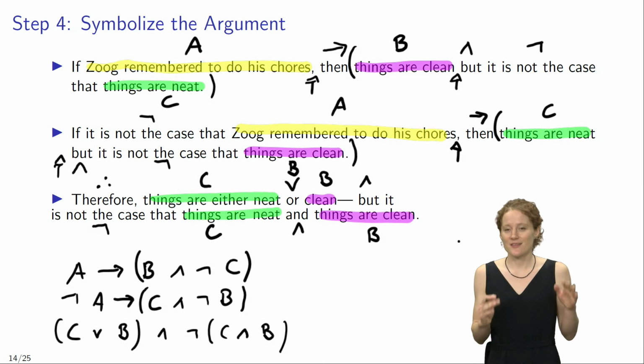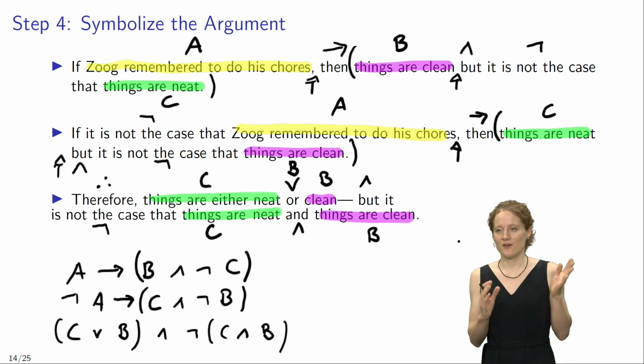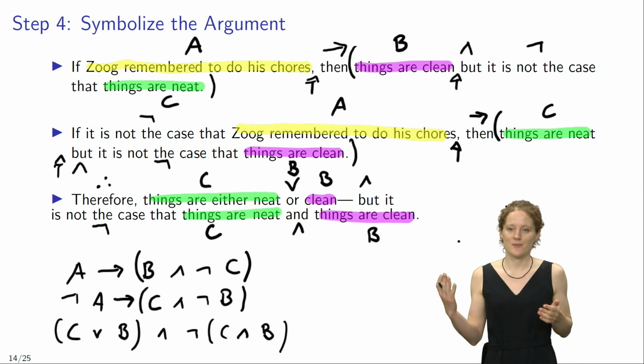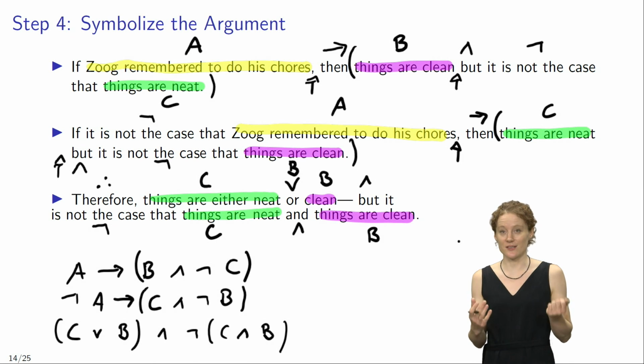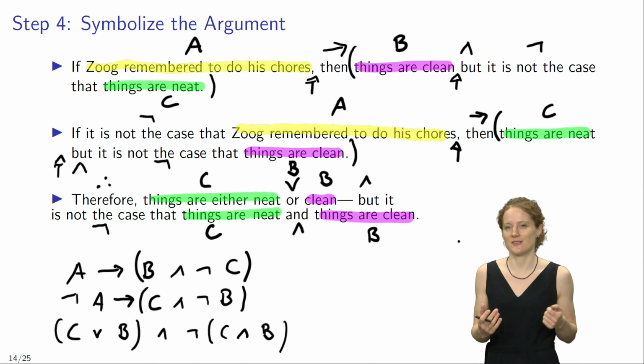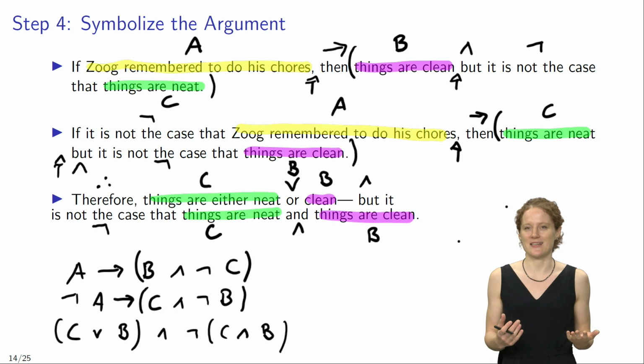Okay, this is our symbolization of our argument. In the next step, we can move on and construct a truth table for this argument, which is going to allow us to assess its validity.